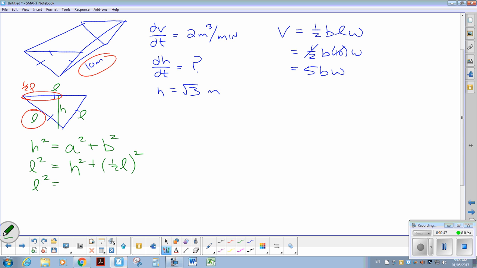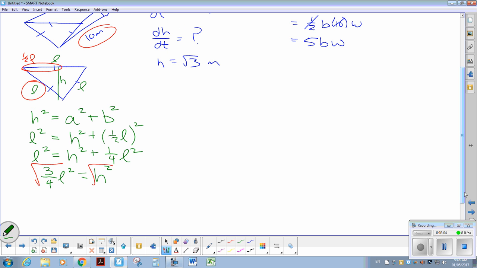So L squared equals h squared plus 1/4 L squared. Bring that to the other side. 3/4 L squared equals h squared. If I take the square root of both sides, I will end up with root 3. We can do this because it's all multiplication. Root 3 over 2 L equals h. Okay, so there's the height in terms of my other variable, because the base of this triangle, when we're trying to find this area, there's the base.